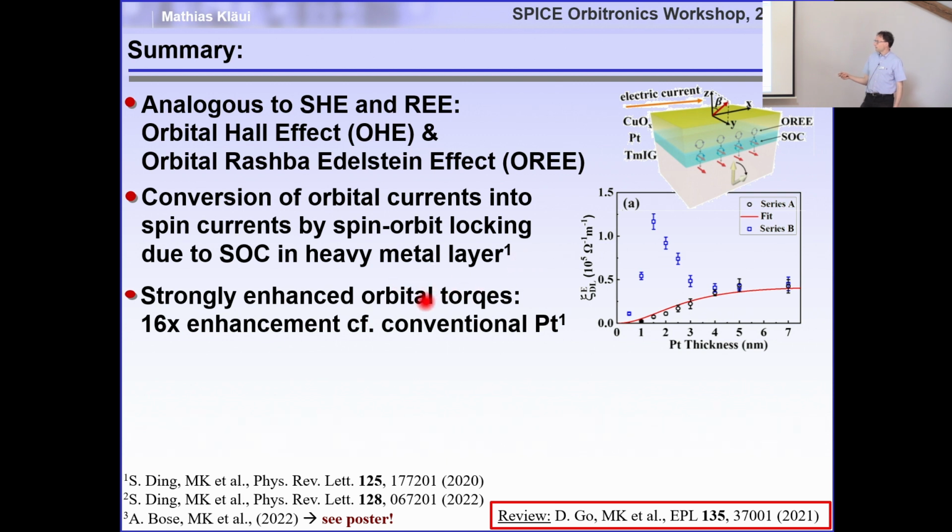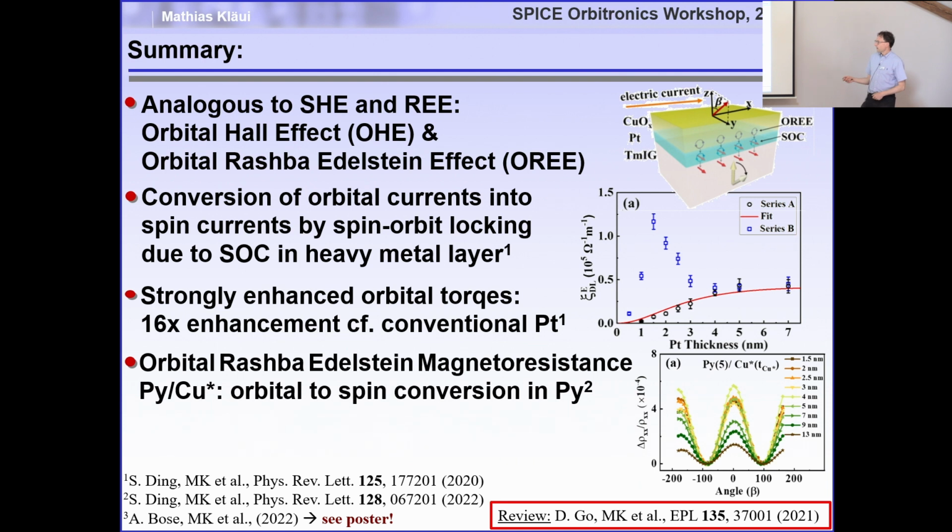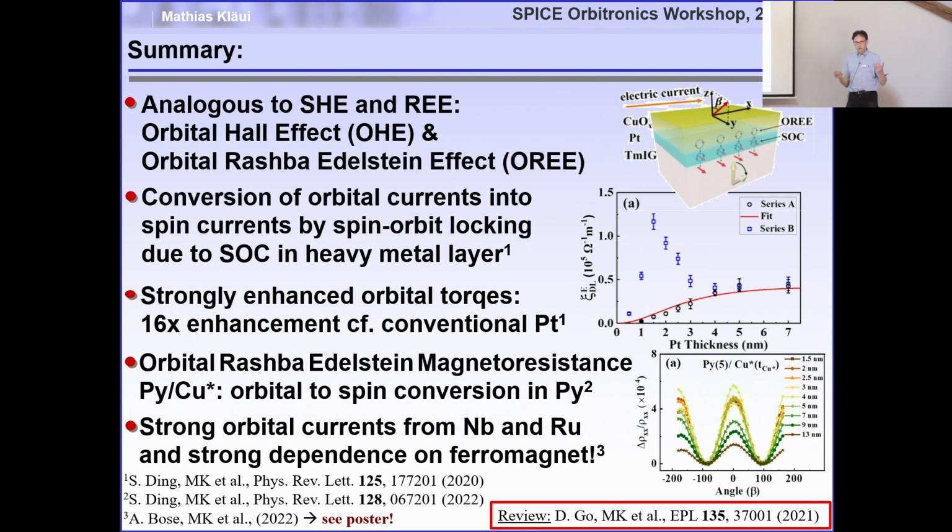We find these very, very strongly enhanced orbital torques, which I found extremely surprising and then exciting, because it means we can go beyond what is the state of the art. We measured the orbital Rashba-Edelstein magnetoresistance, where we saw that we can even get away from the platinum and use a stack just comprising a ferromagnet and a light metal layer. So we have orbital to spin conversion in the permalloy itself, so not necessary to have another layer. However, if you do want to have iron cobalt boron switched, you need this additional layer.